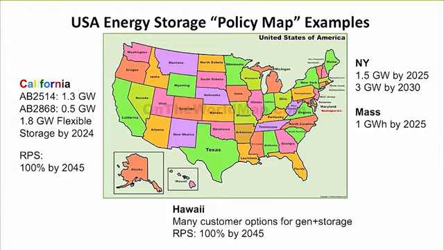It's been a few months since I last tried to update this, but coming from California, I'm always excited to note that we were up front with our AB 2514, which mandated 1.3 gigawatts of flexible energy storage to be in place and functioning by 2024, and that was followed on by additional pieces. New York and Massachusetts are following along, and Hawaii is one of the states that is quite aggressive with respect to its RPS standard and has a fairly complex set of rules for customers to implement energy storage.